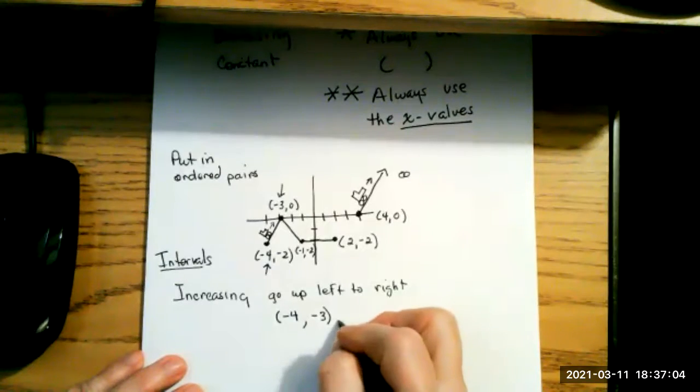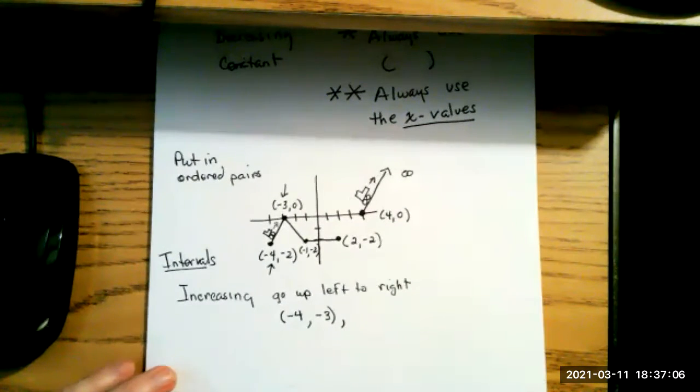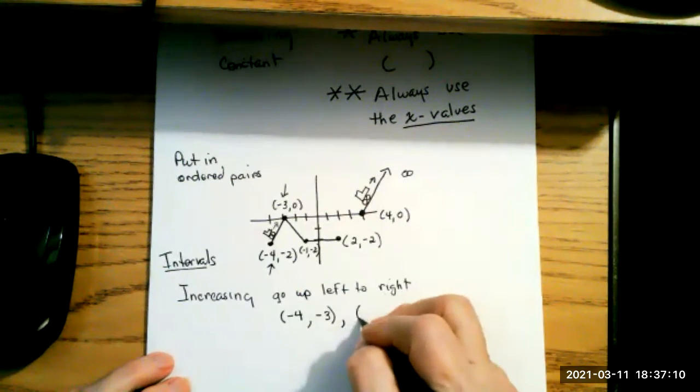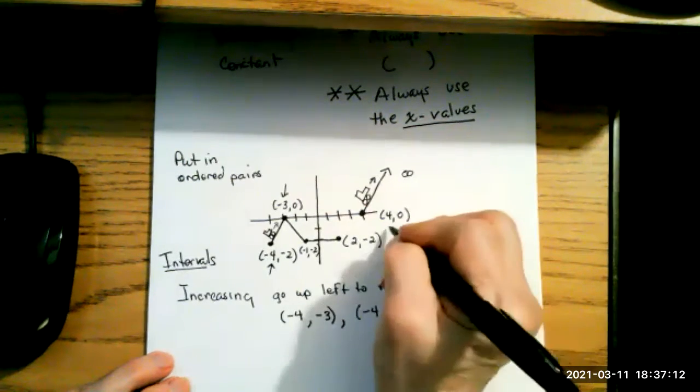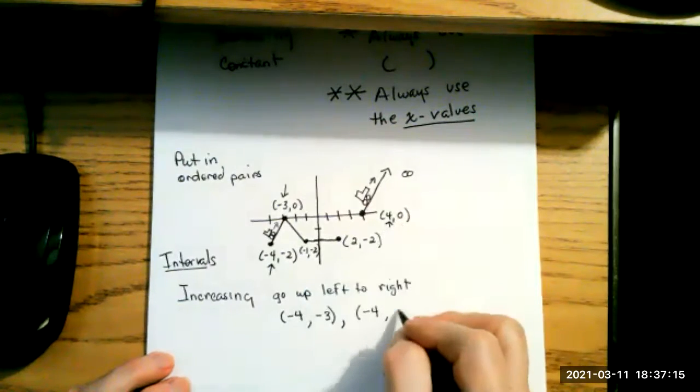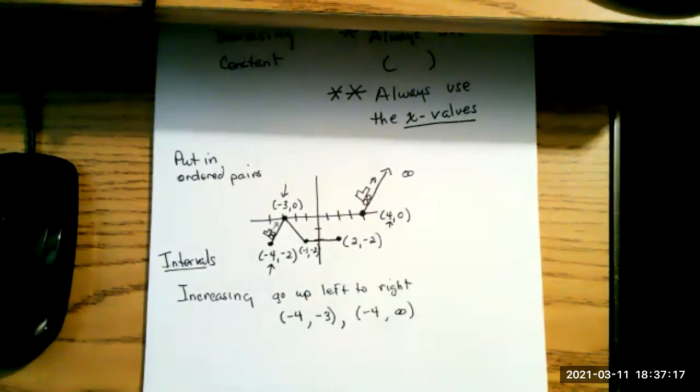Now, you can put a union between them, but I noticed this author for this section used a comma. The next one starts at 4. Remember to use the x values, and it goes to the x value of positive infinity.